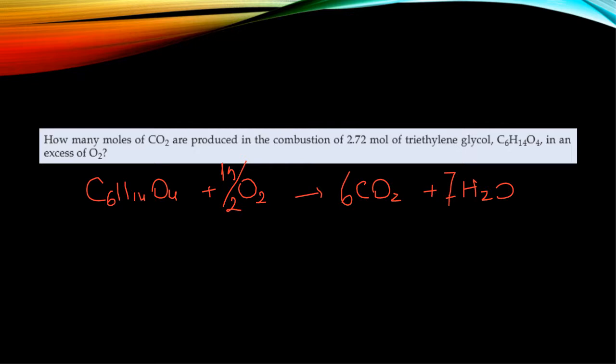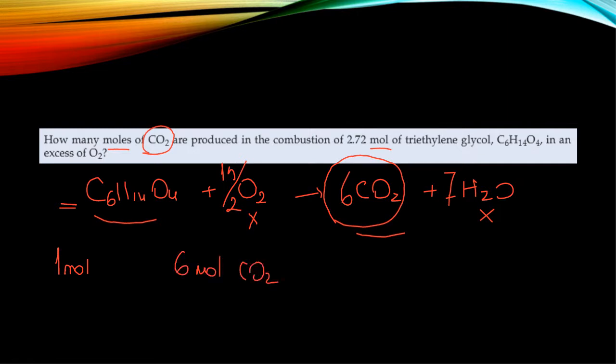This is our reaction, and they ask us about the carbon dioxide. This is important. The water is not important, and the oxygen is not important, because the oxygen is used in excess, so we don't use that. The triethylene glycol and the carbon dioxide are very important, and they ask us for moles. This is very easy, and they give us the moles. If you use the coefficient, that means 1 mole, because there is no number. 1 mole of triethylene glycol gives us 6 moles of carbon dioxide, and we have only 2.72 moles of triethylene glycol. How much carbon dioxide does that give us?